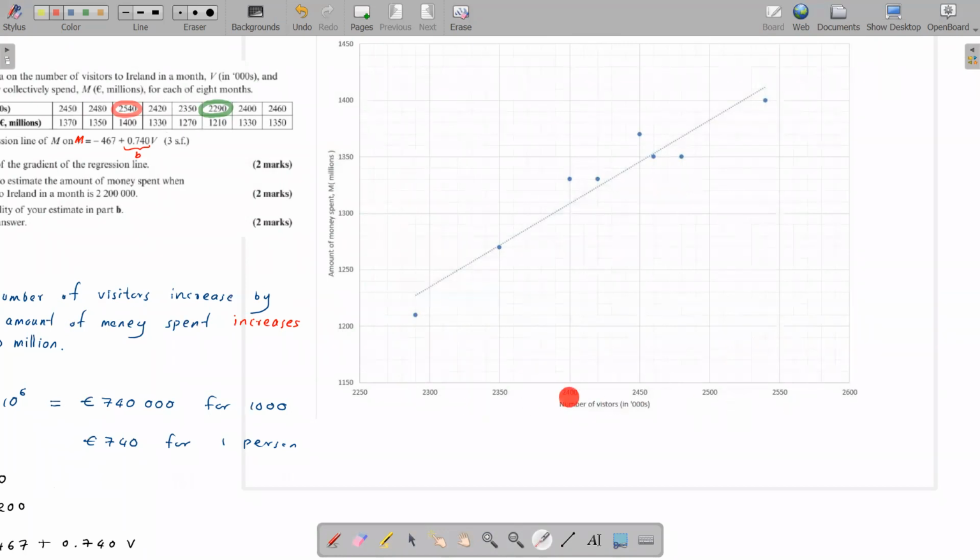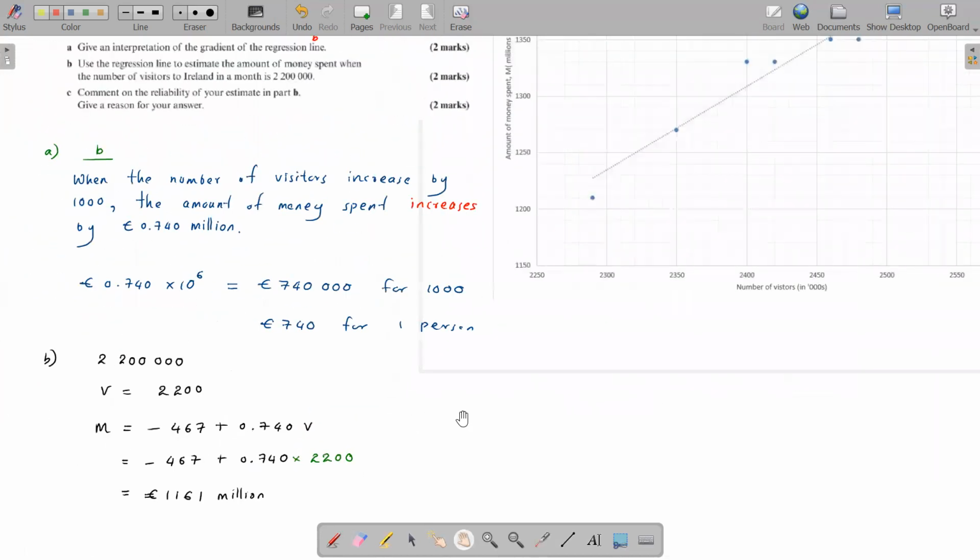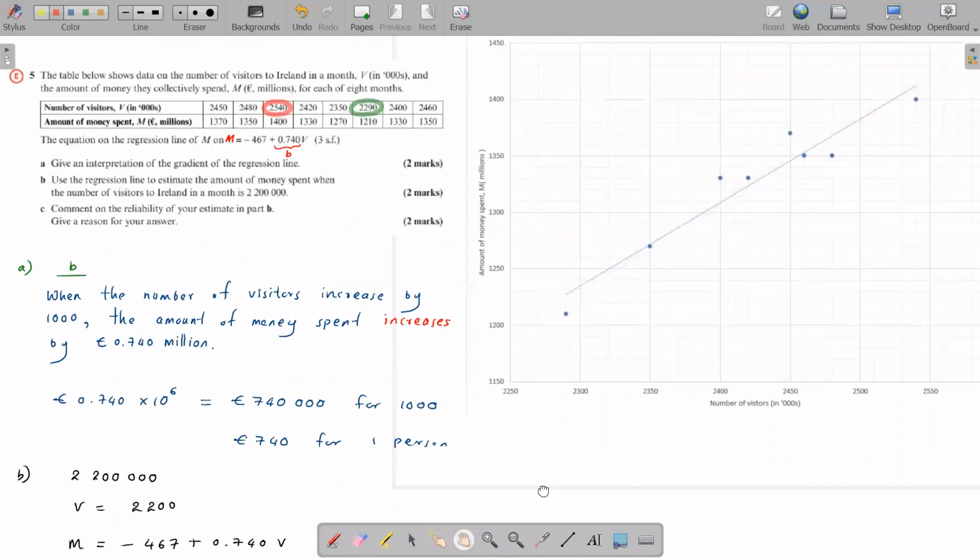You can use any number in between those two, minimum and maximum, to substitute into your regression line and get a prediction for M. That's perfectly fine. Okay, that's perfectly fine. But they are asking you here now, is the answer reliable? What's the value we use in part B? We use V at 2200. So is it in the range? 2200, is it in the range, guys?